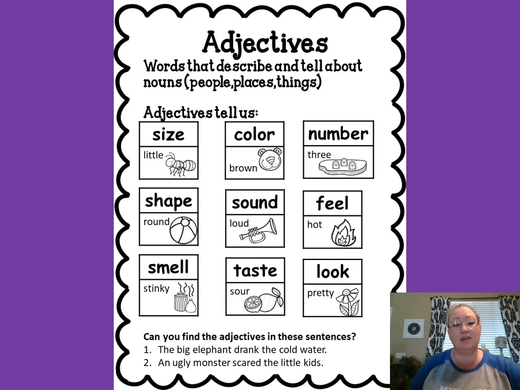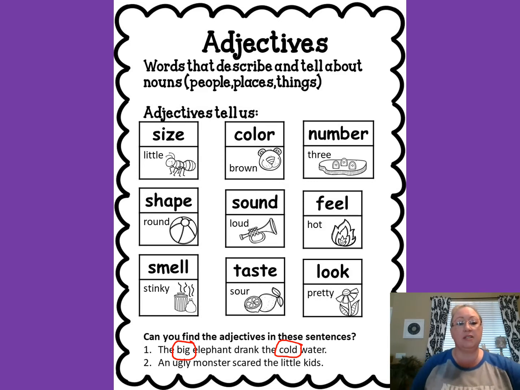It tells us what size, right? It is the big elephant. That is correct. Well, there's one more adjective in this sentence. Let's come down here to the end of the sentence. The big elephant drank the cold water. Water is also a noun. Water is a thing. Is there a word that gives you information that tells you about the water? Did you say cold? You are correct. Cold is an adjective that describes how the water feels.